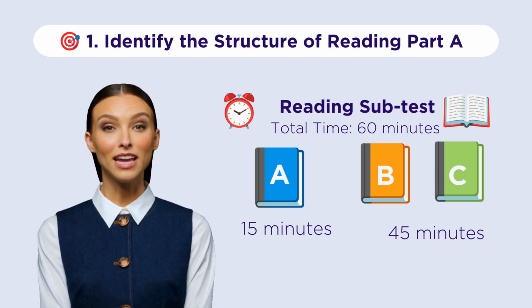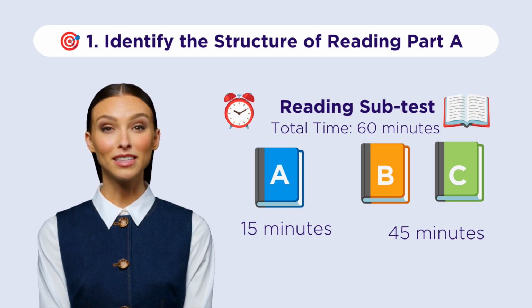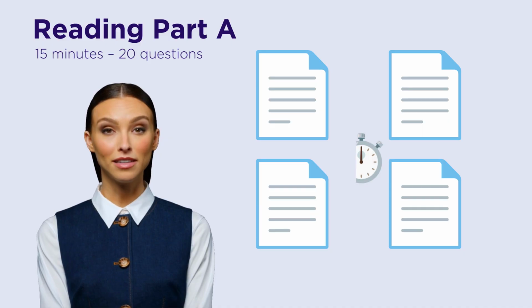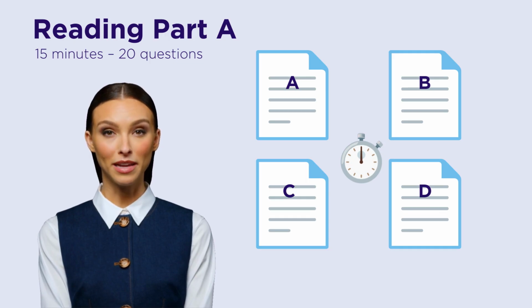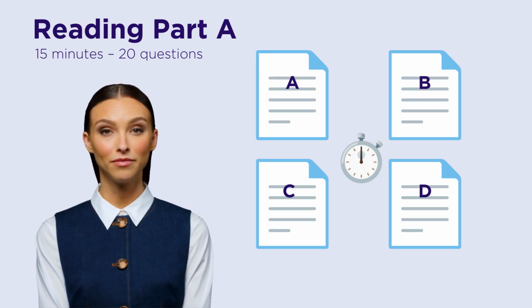The reading subtest has 3 parts. You will complete Part A first, in 15 minutes. Then the question booklet is collected, and you'll continue with Parts B and C for 45 minutes. Reading Part A lasts only 15 minutes. You'll read 4 short texts that all share one topic. There are 20 questions in total, and you must answer as many as you can before time runs out.